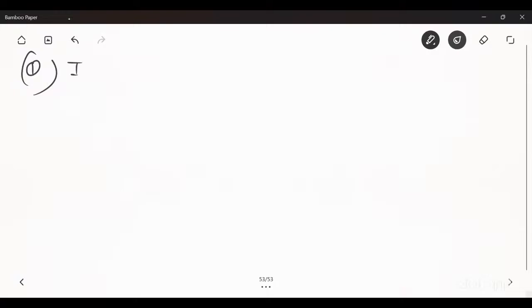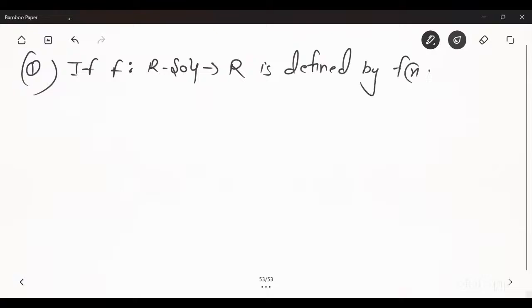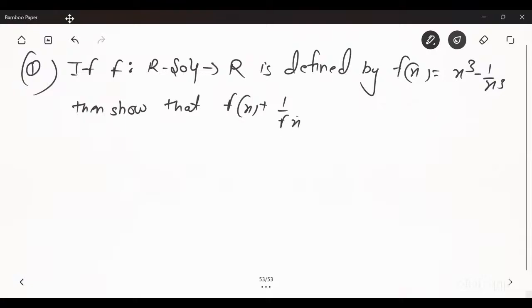The next question is, if f is from R minus 0 to R is defined by f of x is equal to x cube minus 1 upon x cube, then show that f of x plus f of 1 upon x is equal to 0. Now come to the solution.